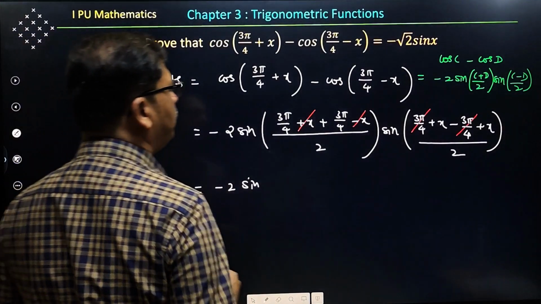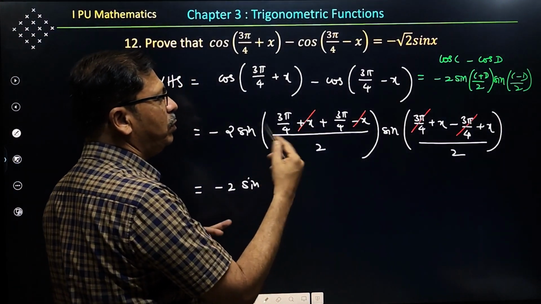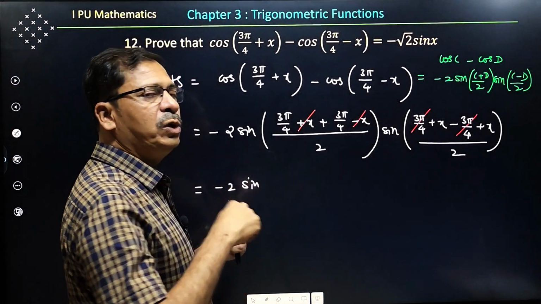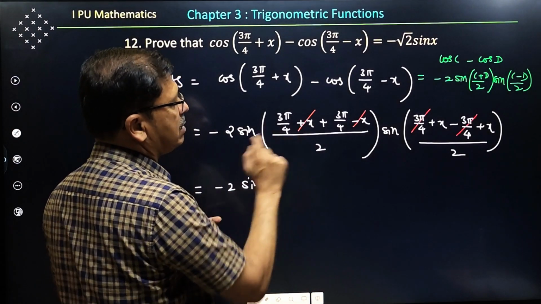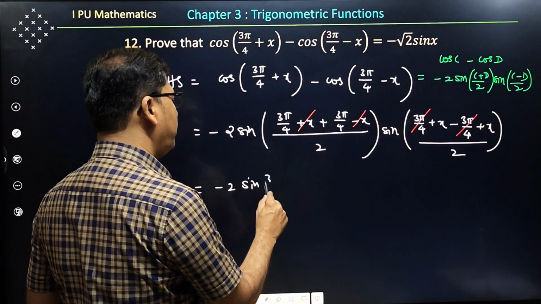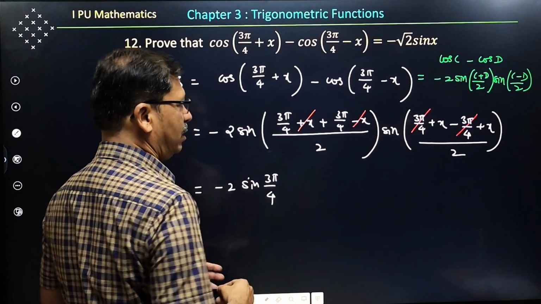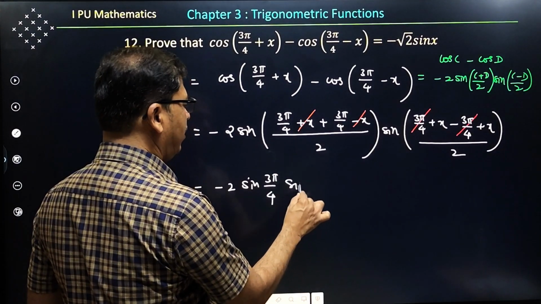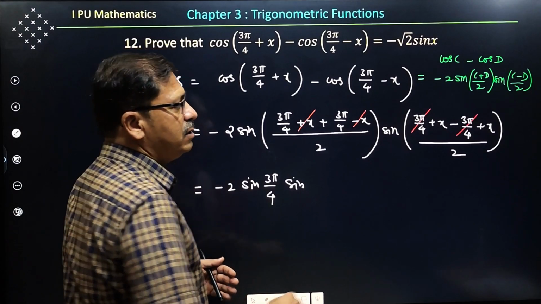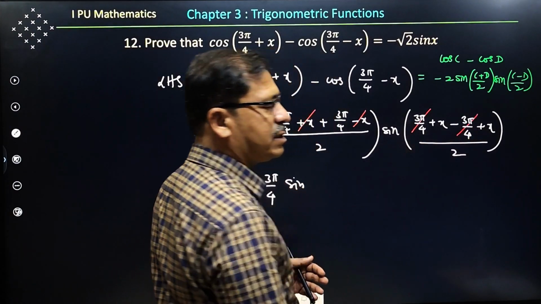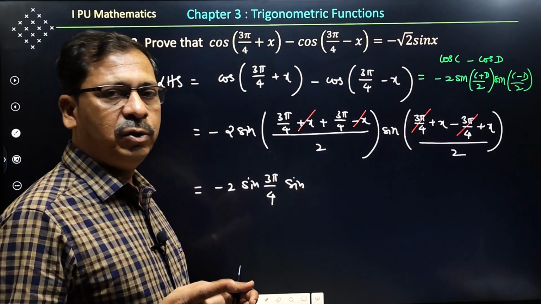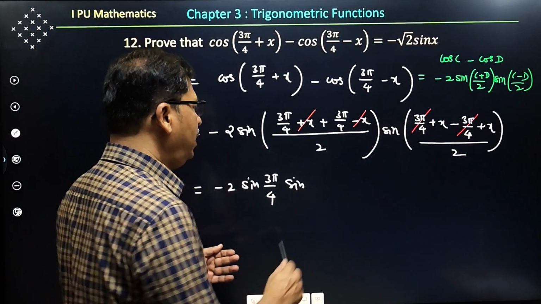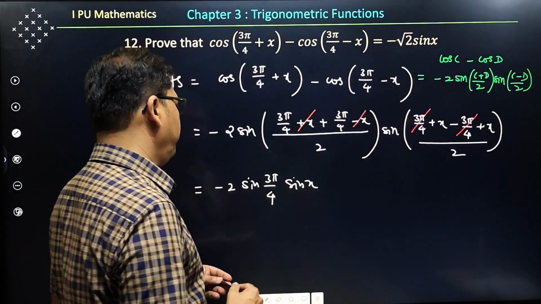And further what you can do? 3 pi by 4 plus 3 pi by 4, 2 times 3 by 4, that 2 will be cancelled with this 2. So only 3 pi by 4 remains. Okay. Then sine of what you can write. See, this x plus x leads to 2x. 2x is divided by 2. 2 cancels. Only x remains.